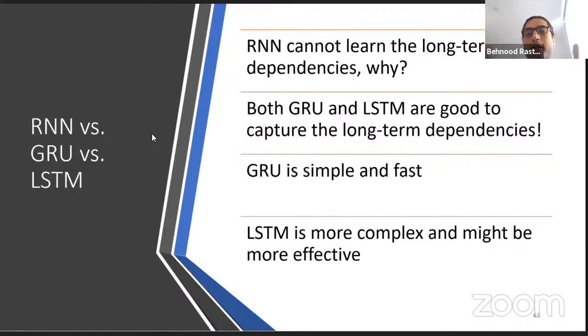So RNN basically cannot learn the long-term dependency, and we already talked about that and the reason behind it. But both GRU and LSTM were good at capturing the long-term dependency. GRU is simple and fast, answering the question from the chat as well. It's much simpler with fewer parameters, and LSTM is a little bit more complex with more parameters, which might be more effective in some applications.